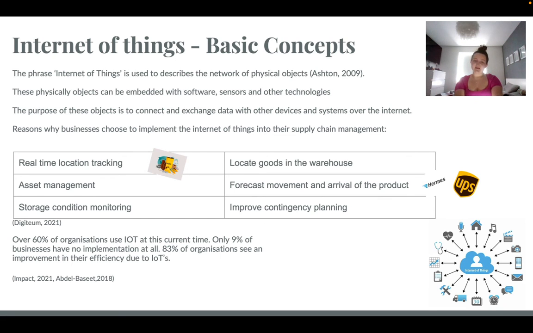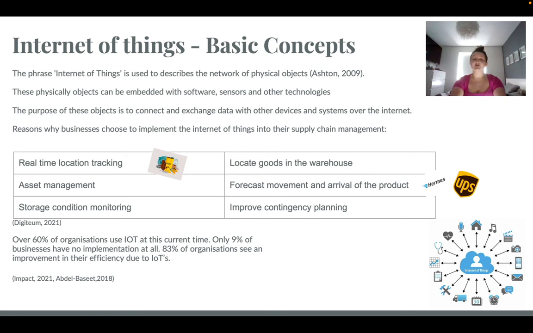The Internet of Things is the second technology which is implemented within supply chains, which we're going to mention. The phrase Internet of Things is used to describe the network of physical objects. In the case of supply chain management, its primary intention when implemented is to streamline simultaneous operations. The technology embeds physical objects within software and sensors in order for raw materials and products to be tracked both internally and externally of the organization's supply chain.